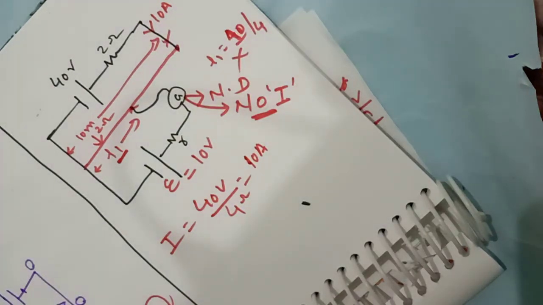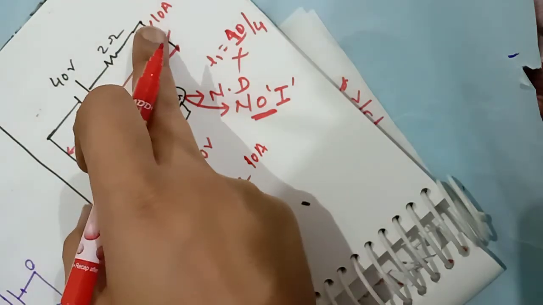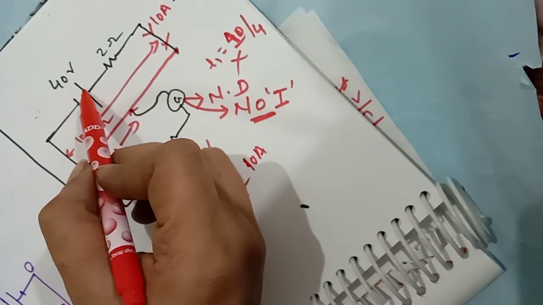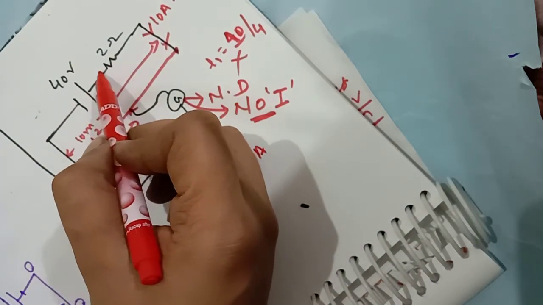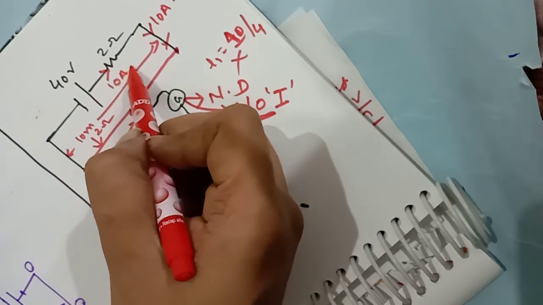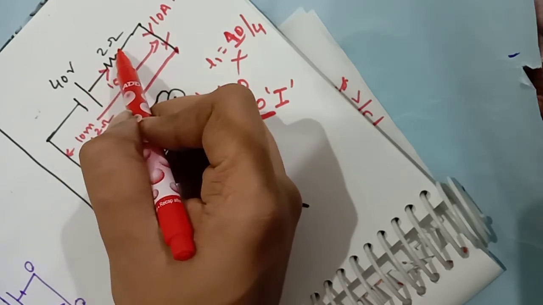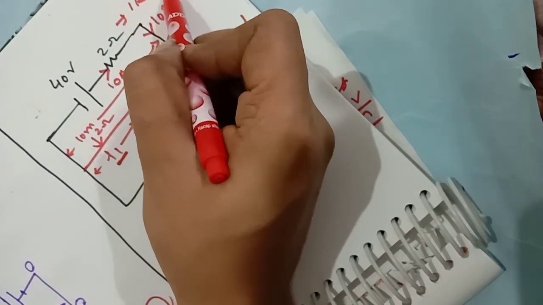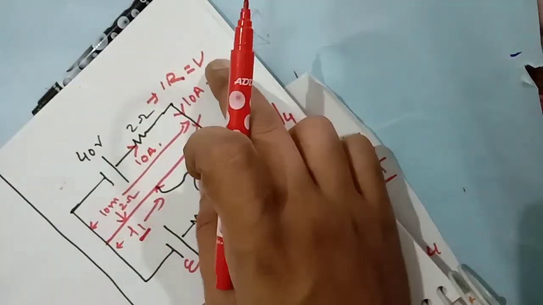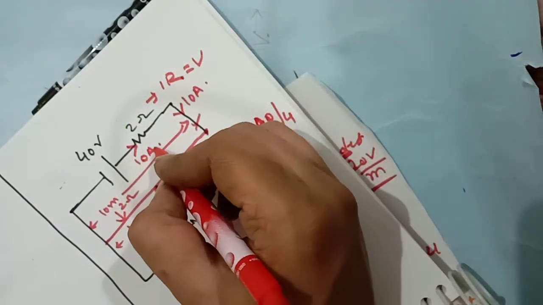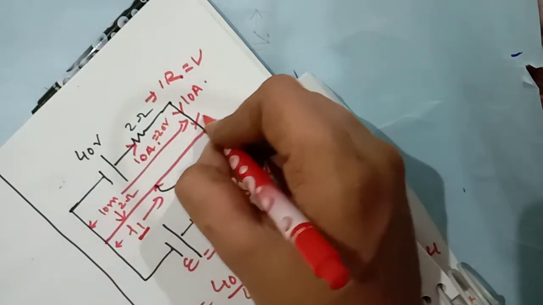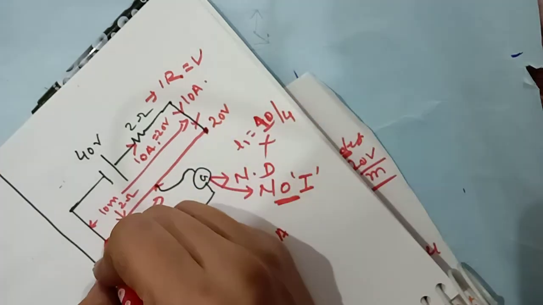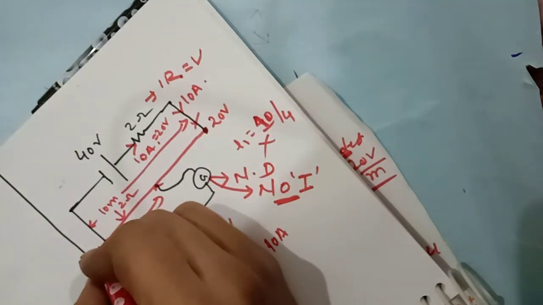If it is 10 ampere, what will be the voltage over here? From 40 volts this 10 ampere is going. When 10 ampere passes through a 2 ohm resistor, it will have a voltage drop of I into R. So what will be the voltage drop? 10 into 2, that is a 20 volt drop. So the rest will be 20 volts here, and here it is 0.